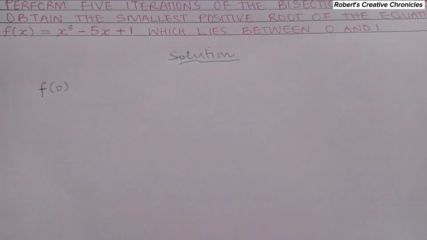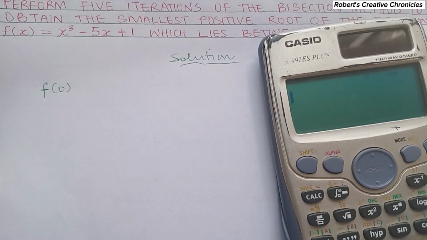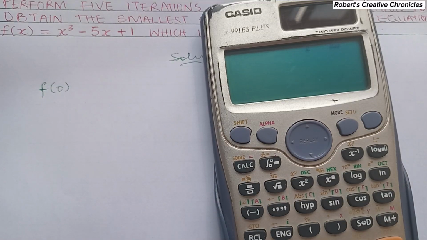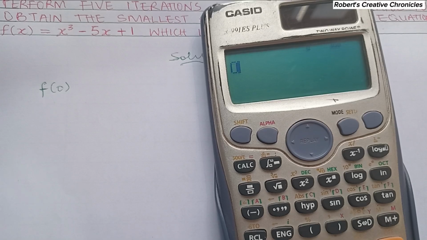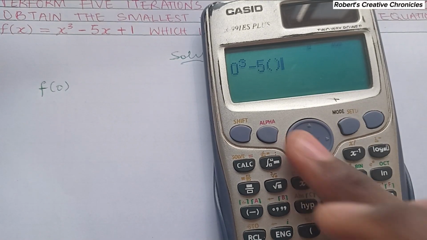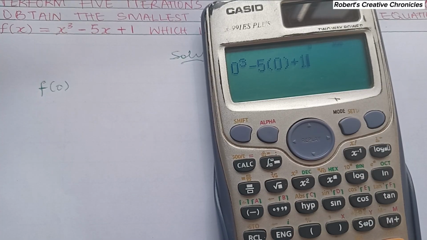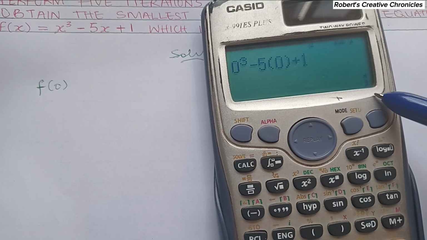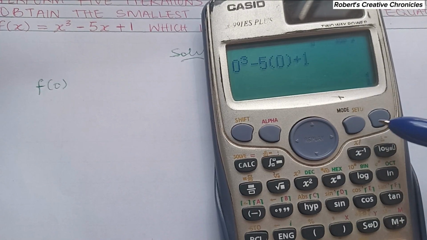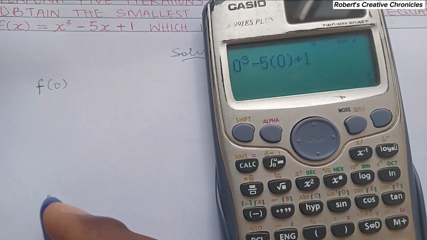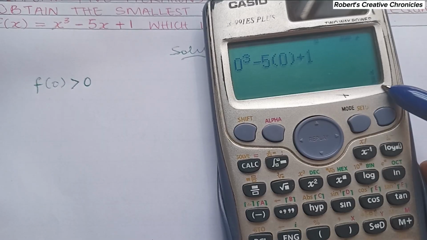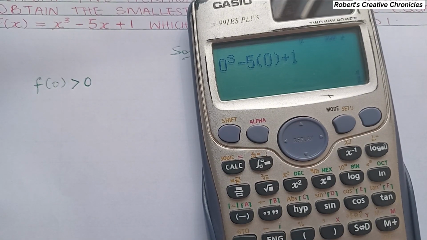So in this one, we're going to find the function of 0. You take your calculator. This is the function, x cubed minus 5x plus 1. We substitute 0 in this equation, so it will be 0 cubed minus 5 times 0 plus 1. The value of this is 1. Since it's 1, this one is positive, so f(0) is greater than 0. You write greater than 0 here, because it is a positive number, 1. This is how we'll be doing it in this bisection method.